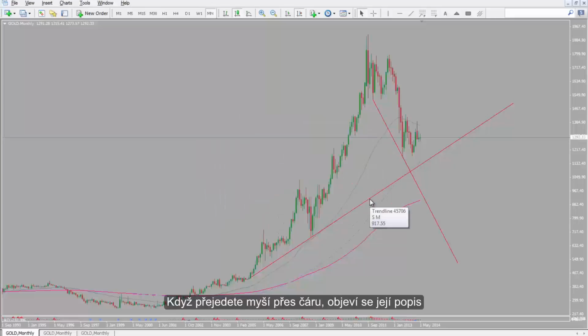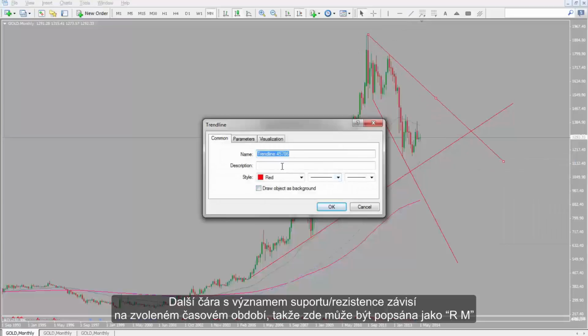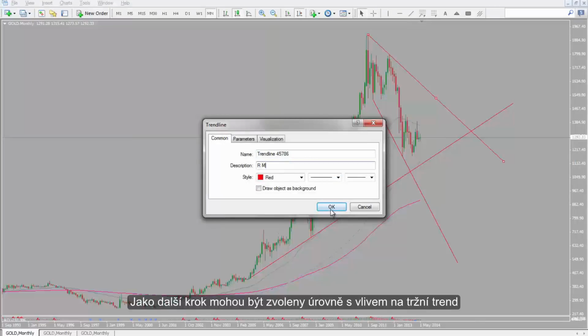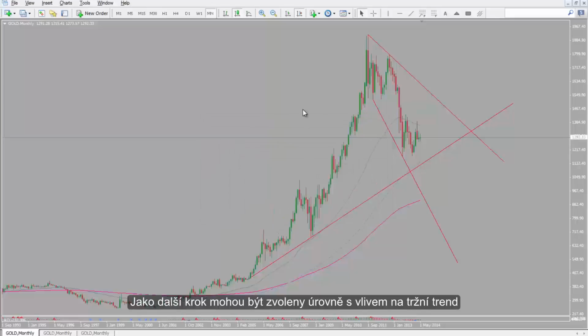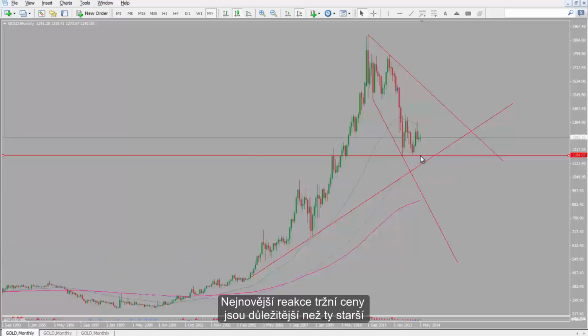Whenever the mouse goes over each line, the description would be displayed. There is another line which has the supportive or resistance manner depending on the selected time frame, so that it can be described as RM on this time frame. Next step, levels that have important effect on market trend can be determined. On this level, trend has reacted to this level 4 times. The most recent reactions of the market price have more importance than earlier ones.